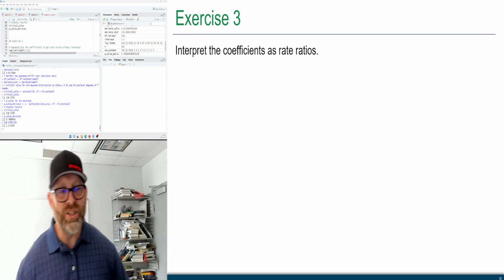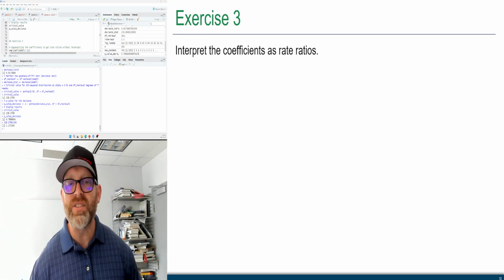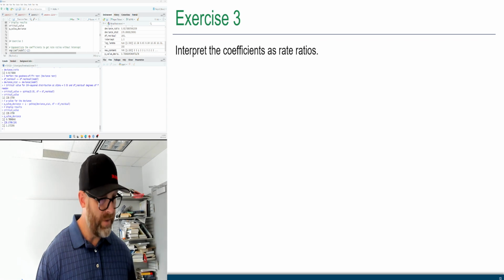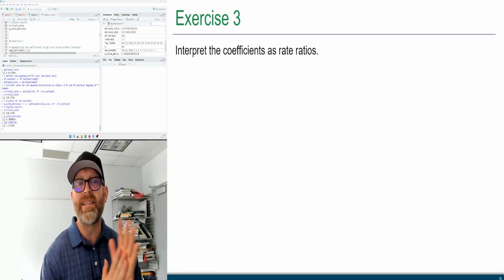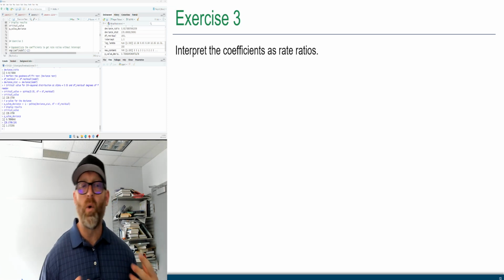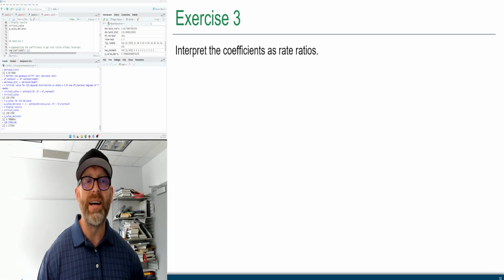All right, so for exercise 3, we're going to interpret the coefficients of our model. And then the last part for today, we're going to test the significance of the model. Kind of like we did beforehand, but we're going to more formalize the test here.